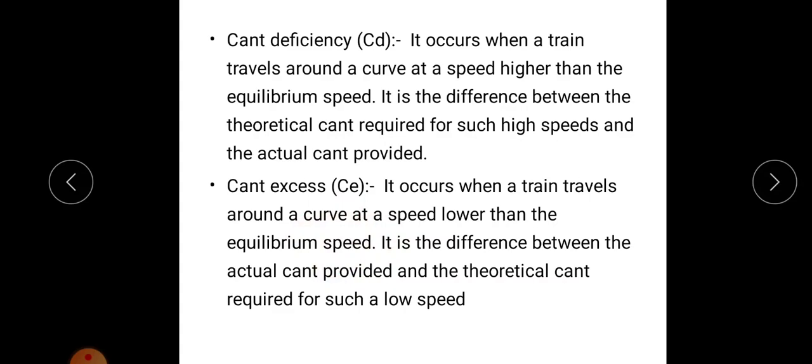So it is the difference between the actual cant provided and the theoretical cant required, because the theoretical cant will be lower, as the speed is low. When speed decreases, this cant value also decreases because both are directly proportional. So the provided cant will be more than the theoretical cant, and that is known as cant excess. These two conditions occur when the speed of the train is more than or less than the equilibrium speed or average speed.